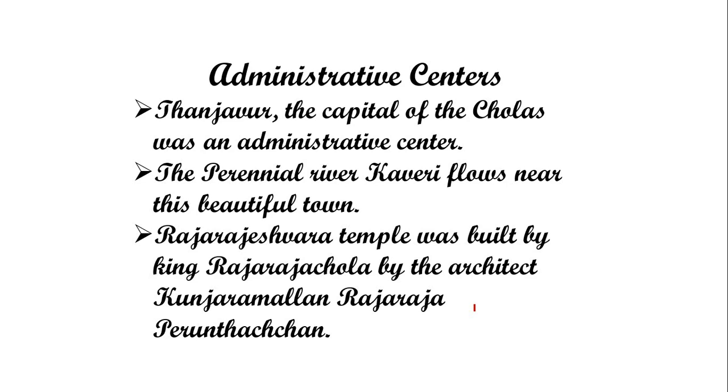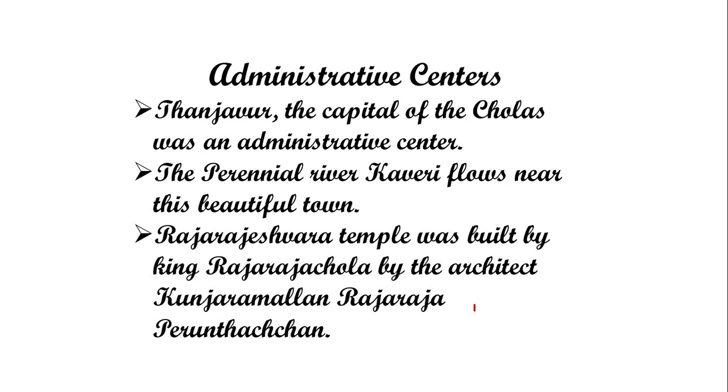We studied the Rajarajeshwara temple in our 5th chapter, Rulers and Buildings. We know that the Rajarajeshwara temple was built by the Chola dynasty ruler Raja Raja Chola, and it was a good example of the architecture of that time period. So, we are studying temple towns and administrative towns.